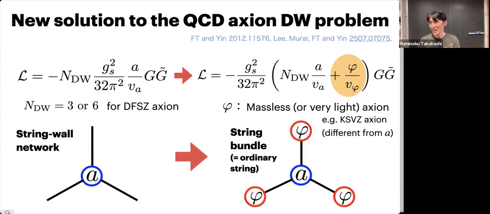There's also the Lazarides-Shafi mechanism, which connects the two different vacua by the center symmetry of gauge symmetry or the global symmetry. But basically this is equivalent to making the domain wall number equal to unity. So there are two types.